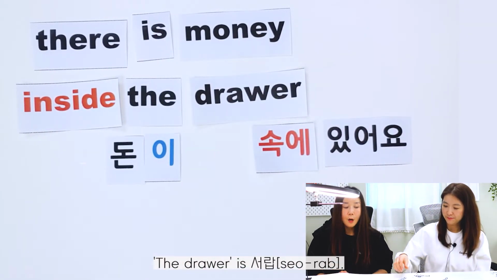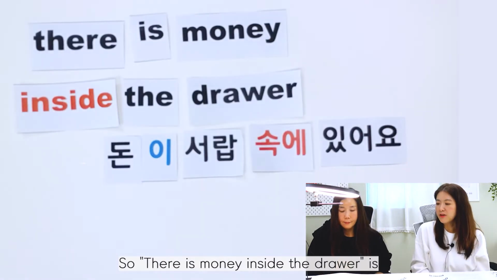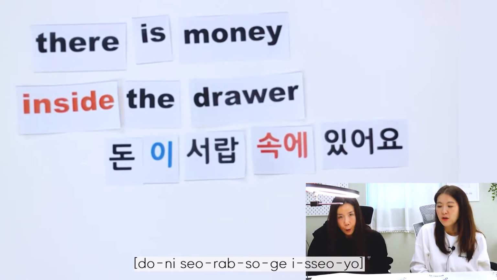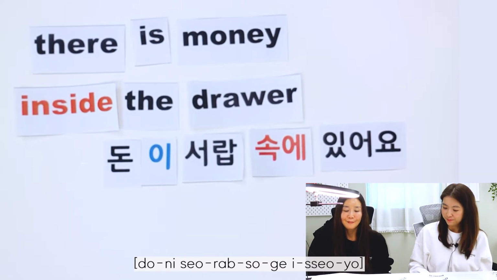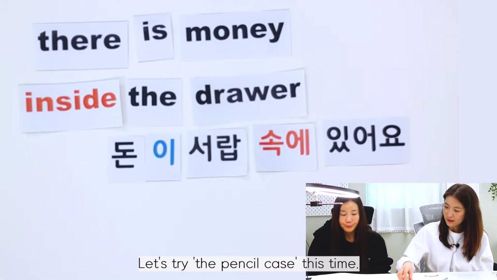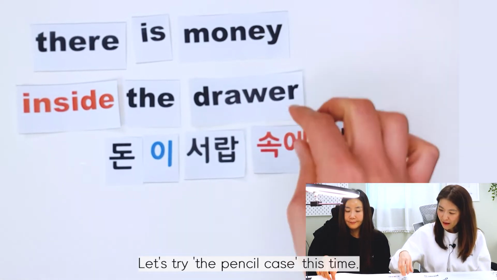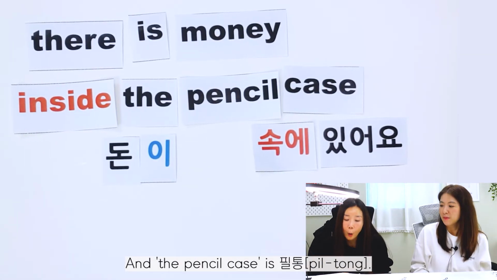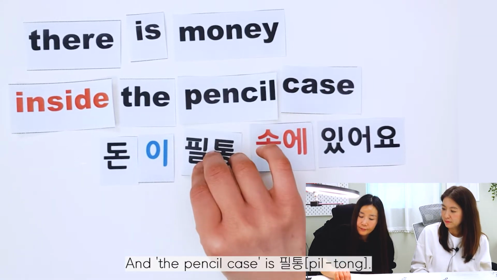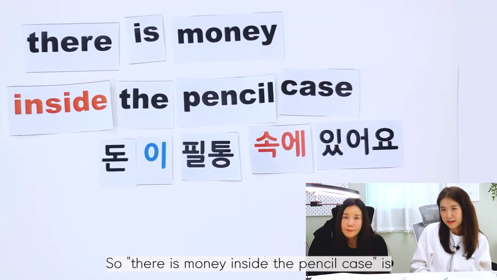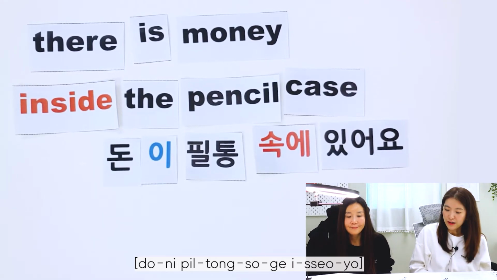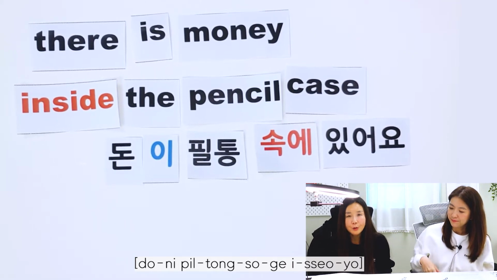Drawer is 서랍. So there is money inside the drawer is 돈이 서랍 속에 있어요. Let's try pencil case this time. And pencil case is 필통. So there is money inside the pencil case is 돈이 필통 속에 있어요.